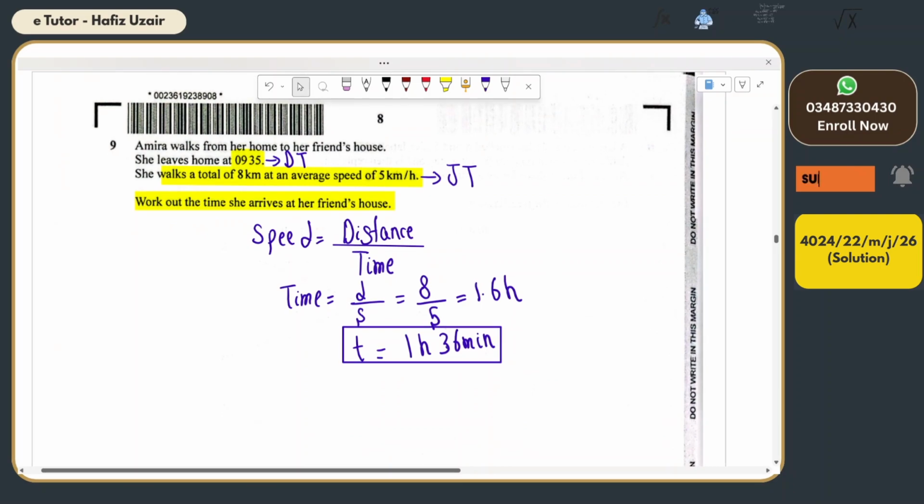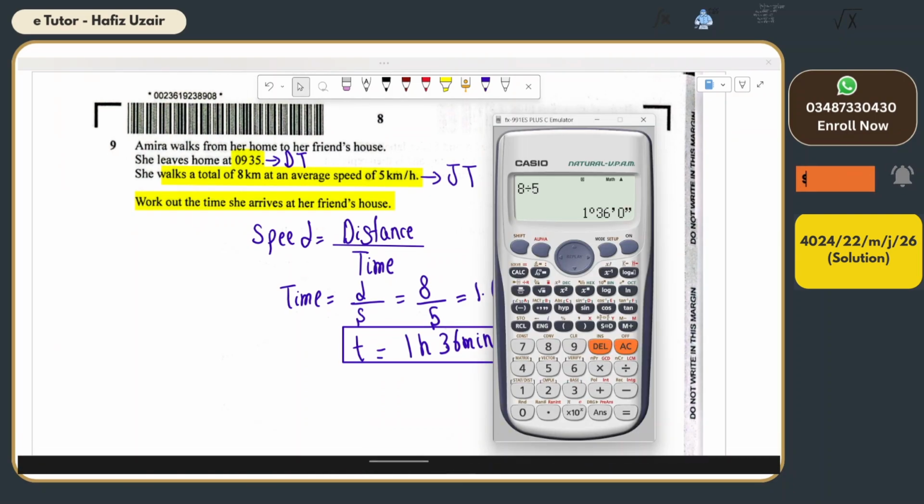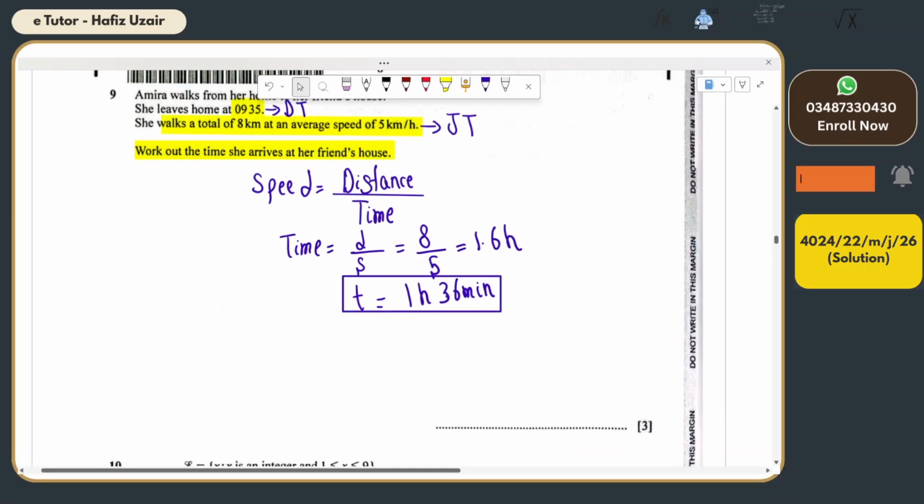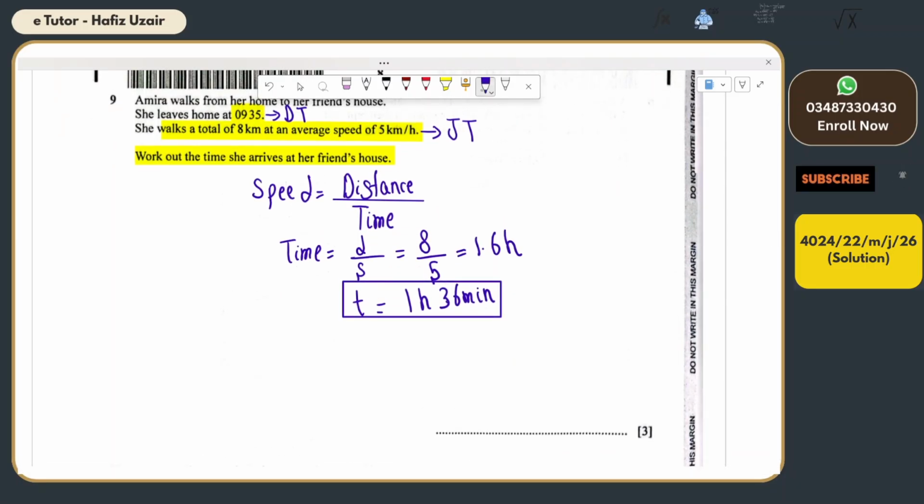Now, but what was the departure time? It's 9:35. So we need to add 9:35 and 1 hour 36 minutes. Let's use the calculator again. So we have 09:35 plus 01 and 36 over here. So now the answer will be 11 hours and 11 minutes. So she will reach at 11:11. Just write it, mention it over here: 9:35 plus 1 hour 36 minutes.